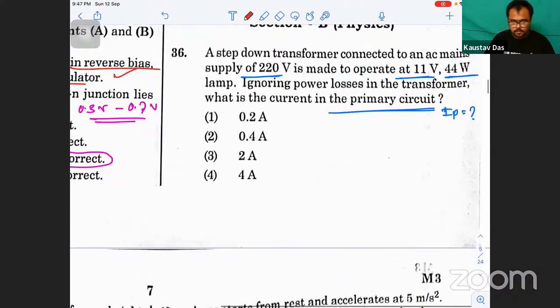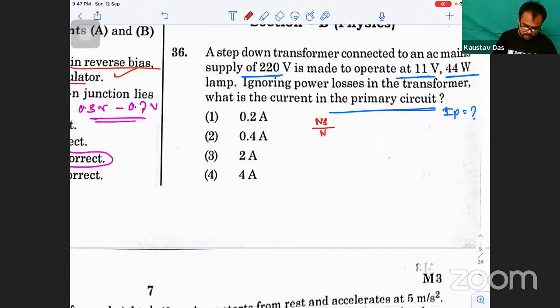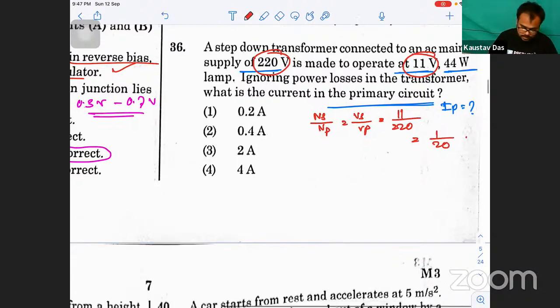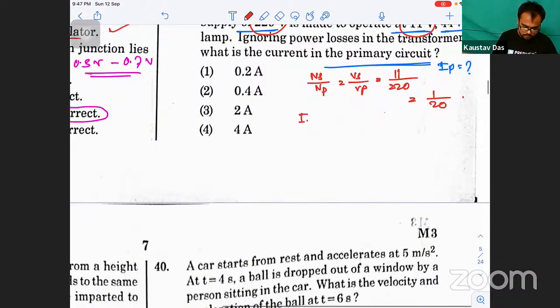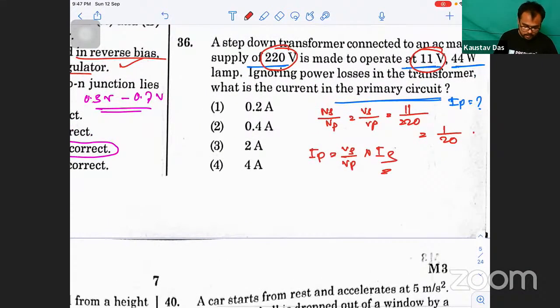So here, how do we write the transformer ratio? That is written as NS by NP, and you know that NS by NP, S for secondary and P for primary, is VS divided by VP. The value of VS, the secondary output voltage, is given as 11, and the input voltage is given as 220. So we get 1 by 20 as the value of VS by VP. And now we can get the answer as IP, which is going to be VS divided by VP multiplied by the secondary current, which we have to calculate. It is not given directly to you.